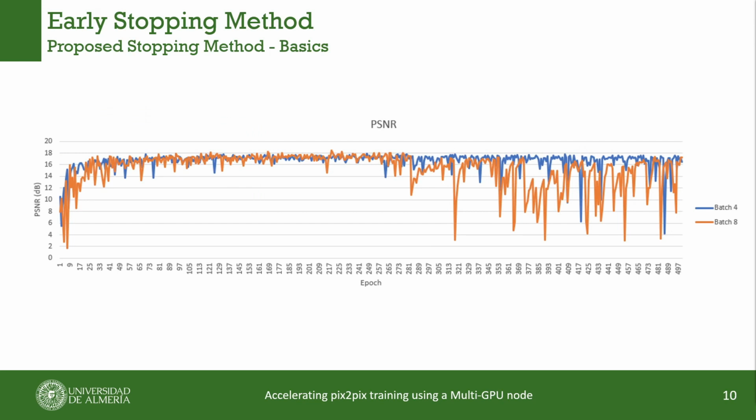Here we can see the evolution of the peak signal-to-noise ratio metric on validation data with different configurations. Results are similar in both configurations; however, batch size 8 starts producing bad results at epoch 300 more or less. So our approach lets us compare between configurations and decide which one is the best. In addition, it stops when it starts producing bad results.